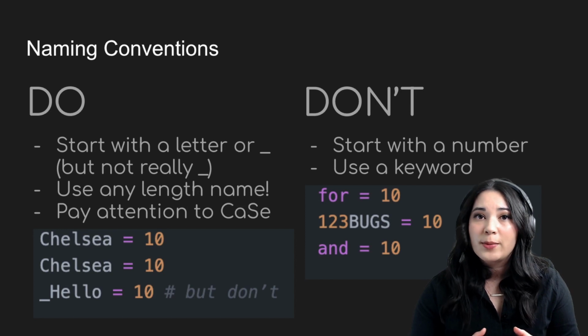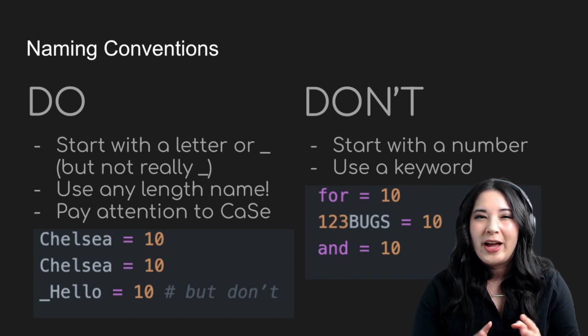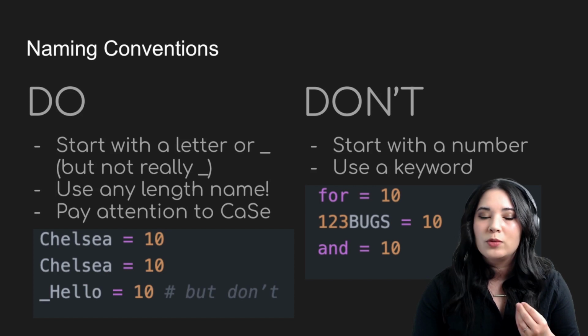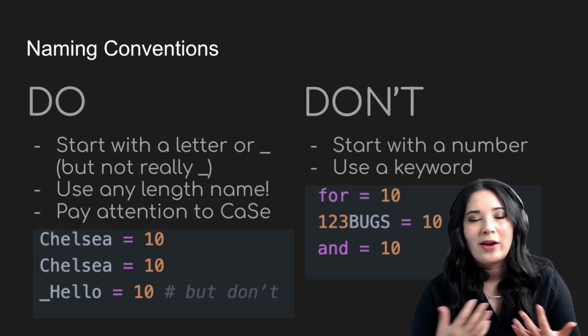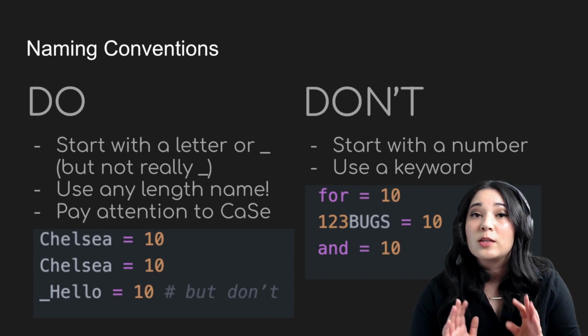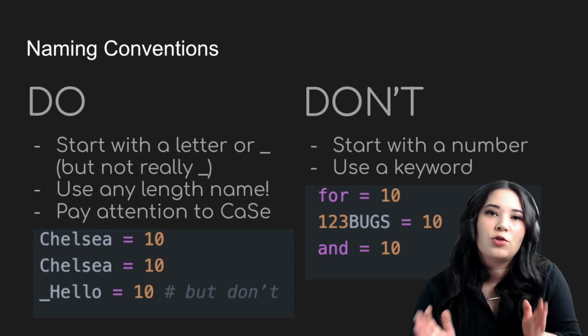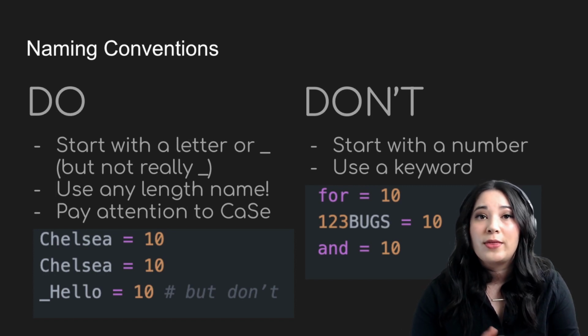All right, let's talk about things you should do when naming your variables. One thing you should do is start your variable name with a letter or an underscore. But actually, in real life, we won't typically start our variable names with underscores because, as you'll see as you write more and more Python, starting variables with underscores usually means something specific to developers, so we try and stay away from that. So typically, you're going to start your variable names with a letter.